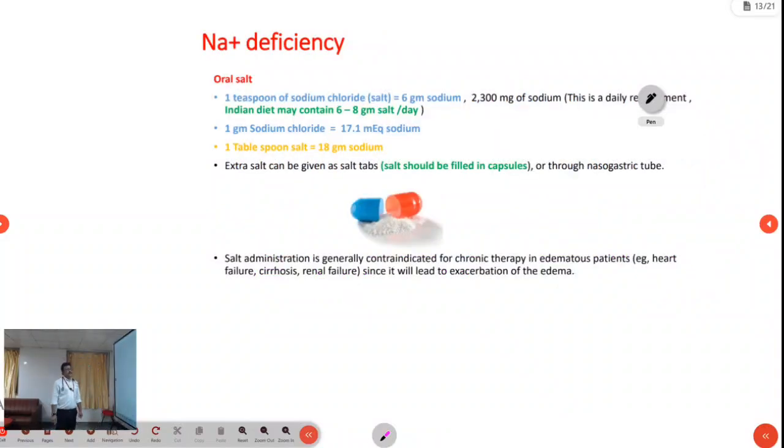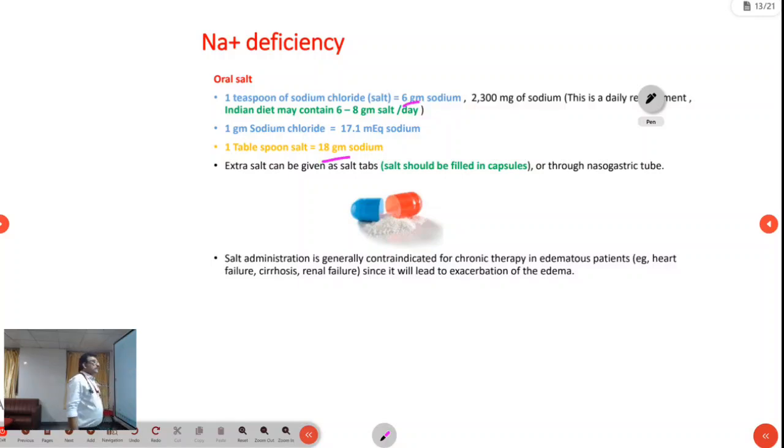Now, how do you treat sodium deficiency by oral salt? 1 teaspoon sodium chloride, that is 6 grams. We take nearly 1 teaspoon salt every day. South Indian diet, you may take little more than that, 6 to 8 grams salt every day we take. 1 tablespoon is 18 grams salt. 1 teaspoon is 6 grams salt.